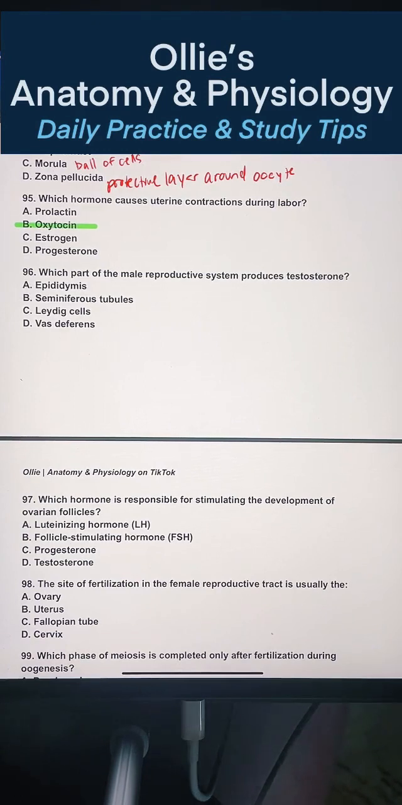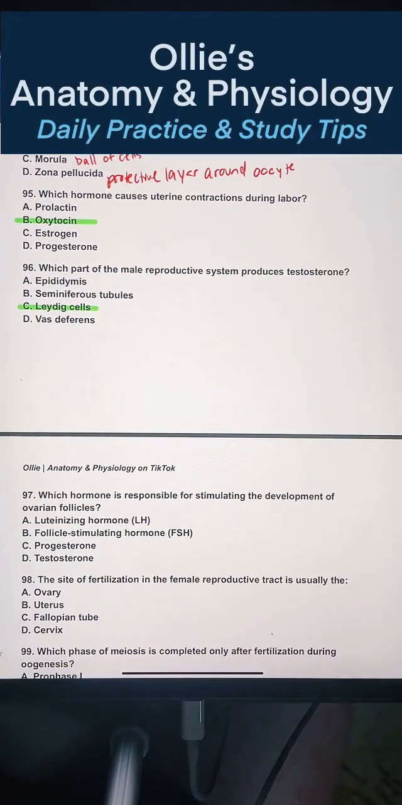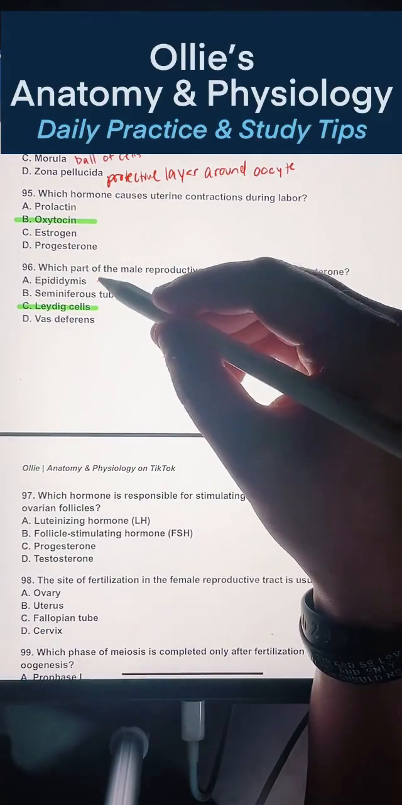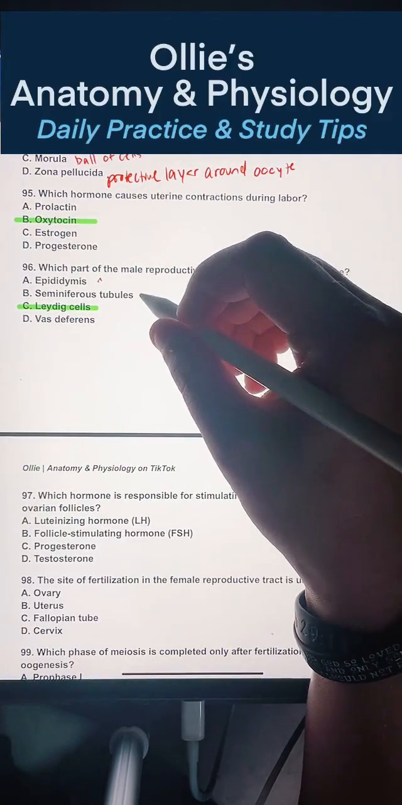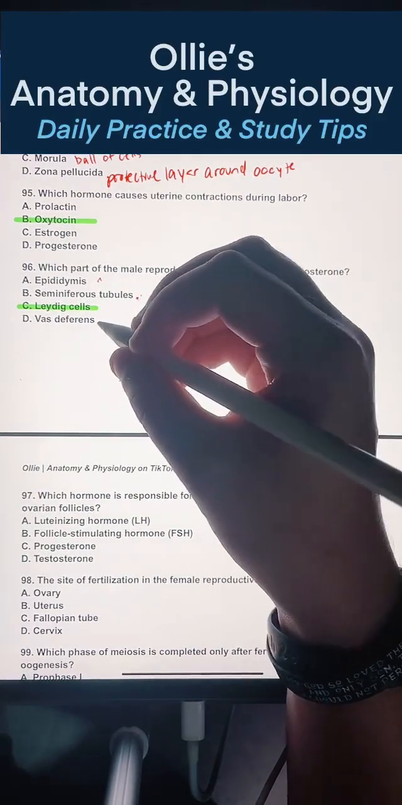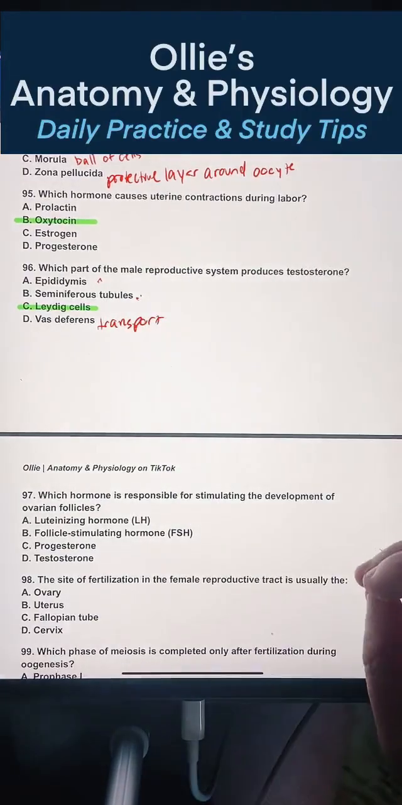Number 96, the answer is C. It is Leydig cells. Leydig cells in the testes produce testosterone. Remember, the epididymis stores and matures sperm, seminiferous is where they are produced, spermatogenesis, and the vas deferens is going to be for transport.